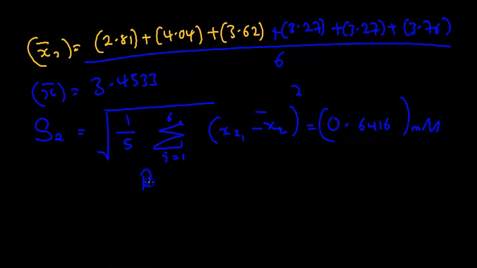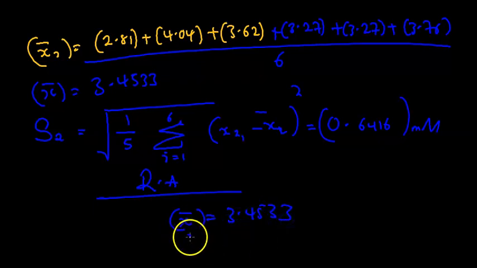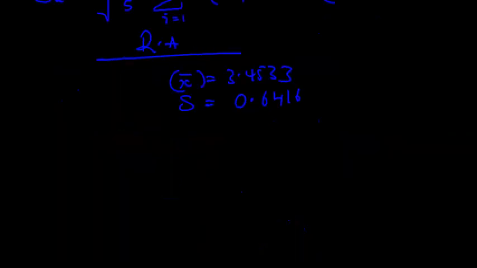In this case, for the rheumatoid arthritis, let's have the data. The mean is simply going to be 3.4533, and the standard deviation is simply going to be 0.6416. So at this point, the only thing we are left with is calculating the t-statistic.